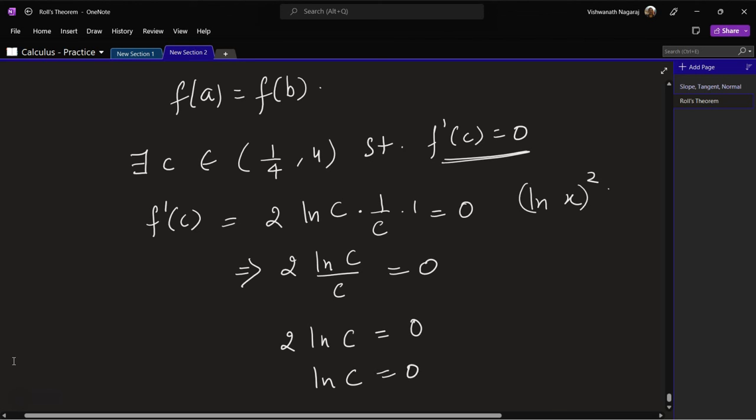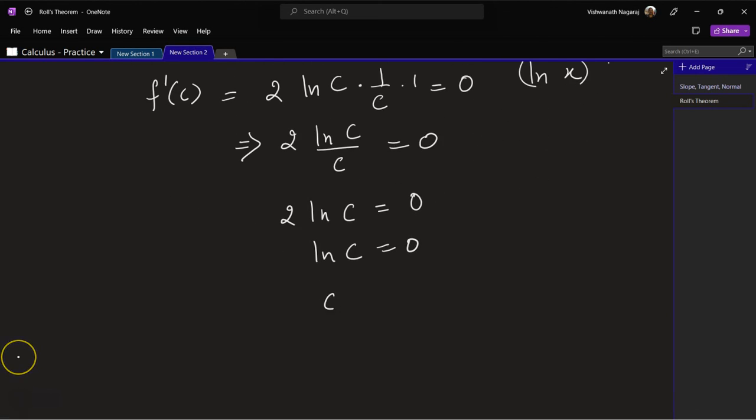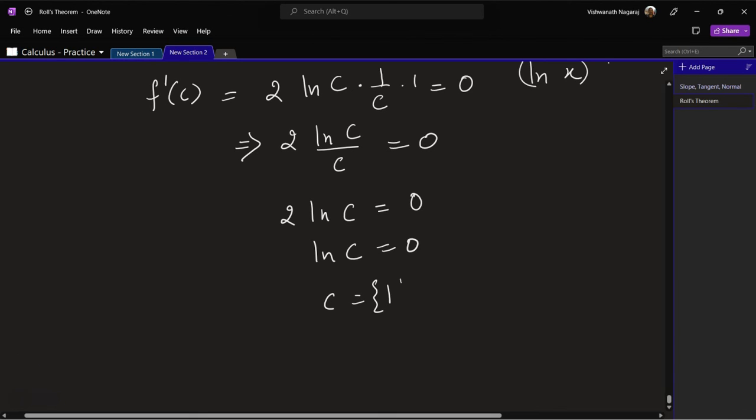Natural log of c equal to 0. That means c is equal to, when is natural log 0? For 1. So that is the only value at which you will have the tangent which is horizontal, or the slope is 0.